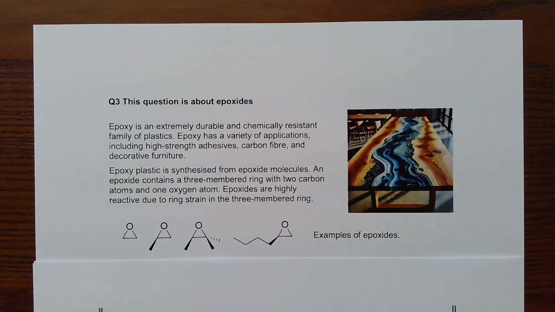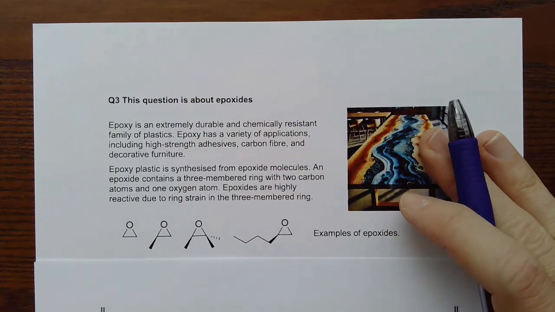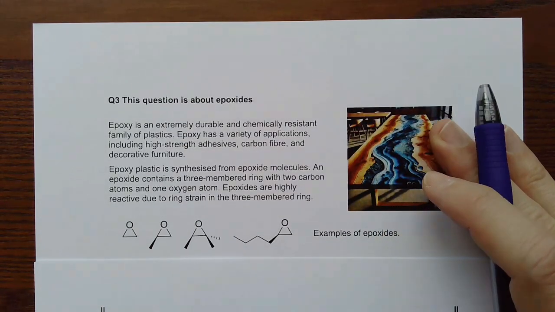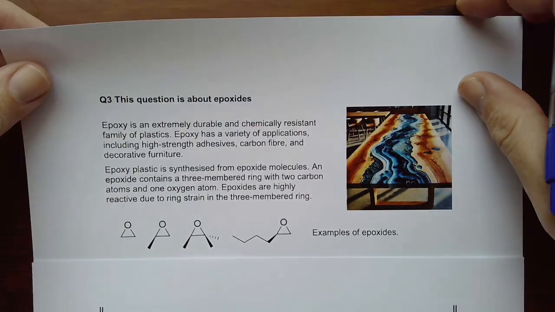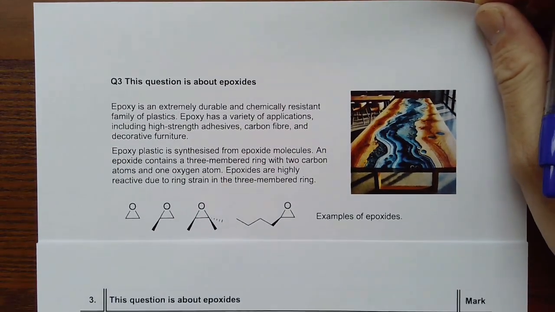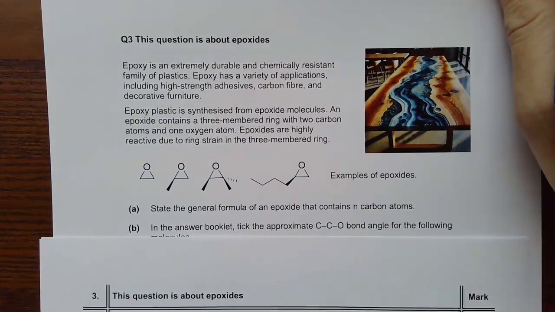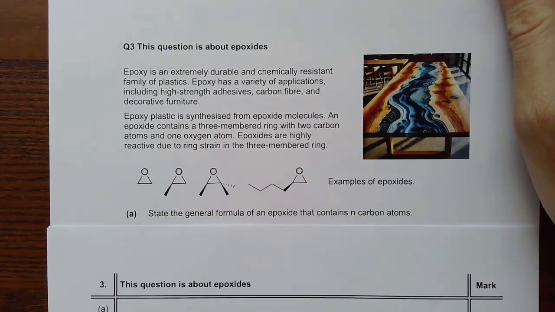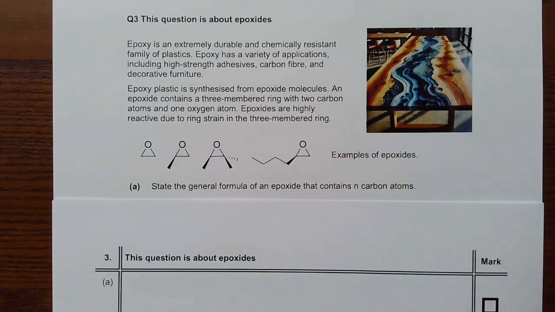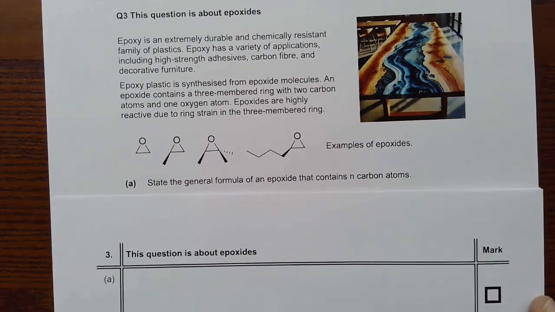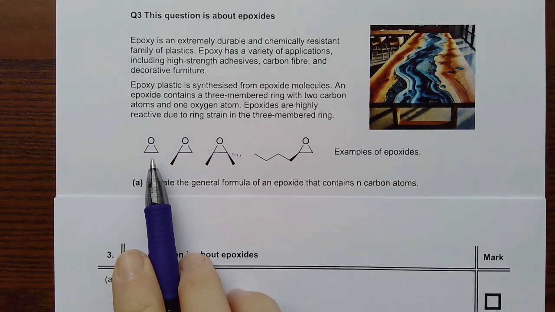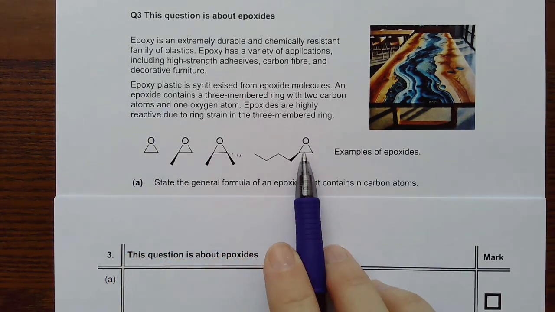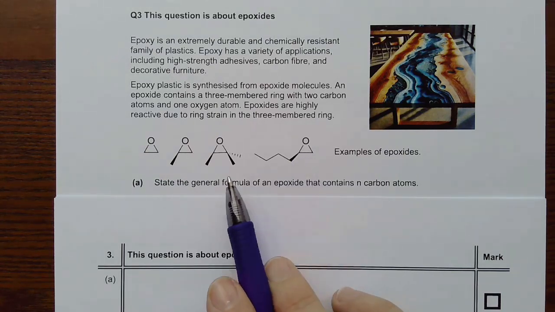So this is about epoxides, which you may or may not have come across. It has been asked before in previous years, and it can be quite interesting. So, state the general formula of an epoxide that contains N carbon atoms. There's a couple of ways to work this out. It does give you 4 examples, so you could just work out what the formulas of these 4 examples are, and then do it from there.